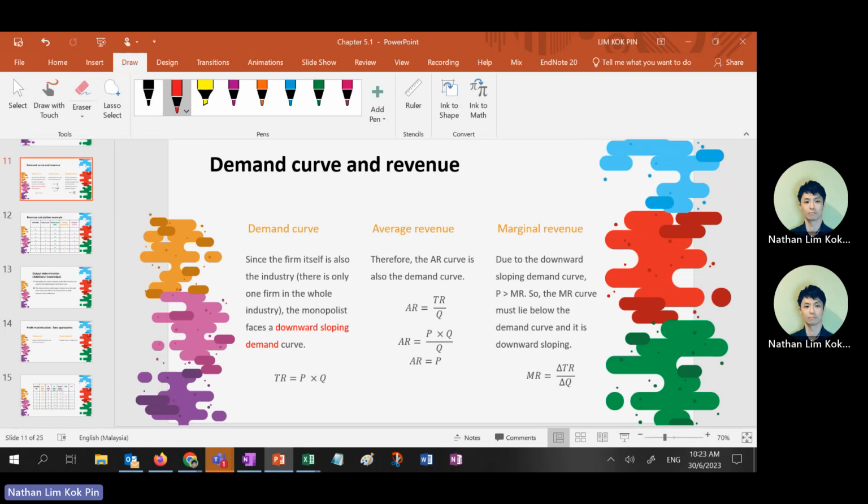But AR is still equal to D equals to P. Right? D equals P equals AR. The formulas are still the same. Monopolies now face a downward sloping demand curve, and it is the AR curve. Because of the downsloping demand curve, you can choose whatever price you want to set, you can change your price. Now the price is greater than MR, so they will have two revenue curves in the diagram.